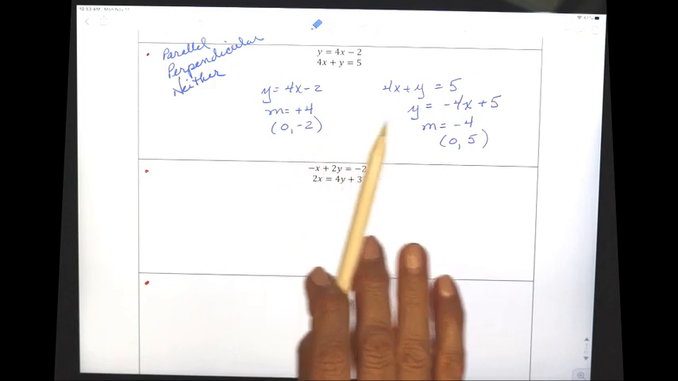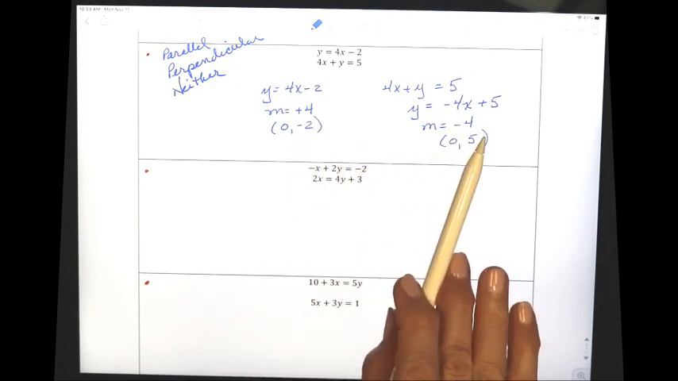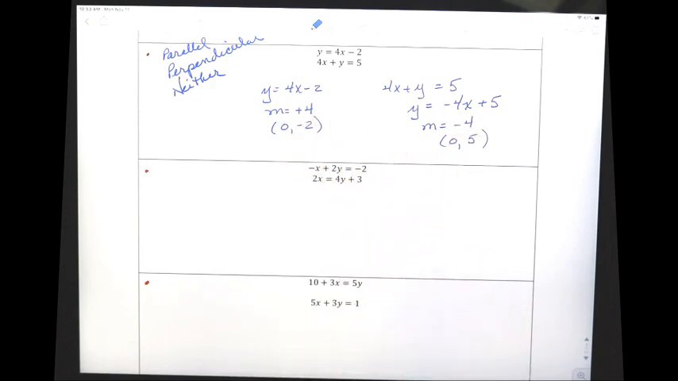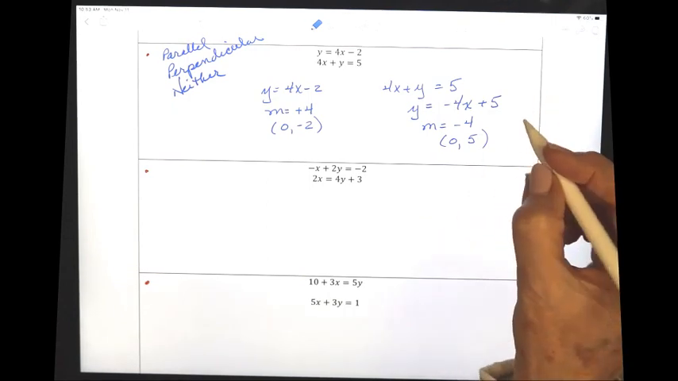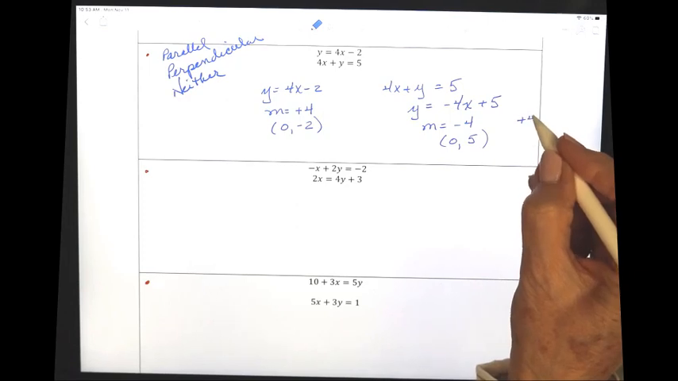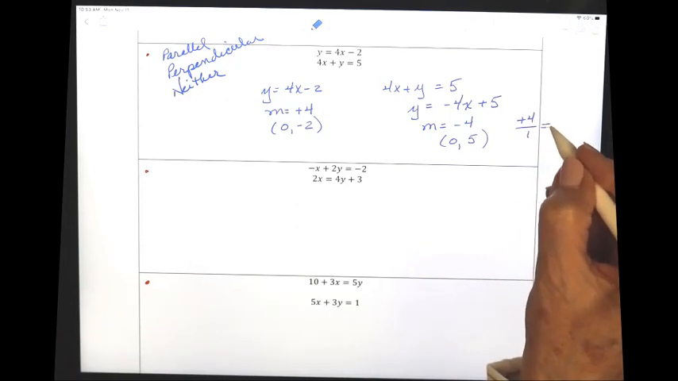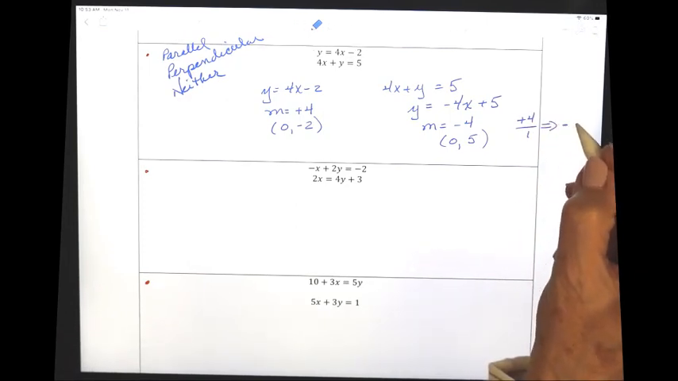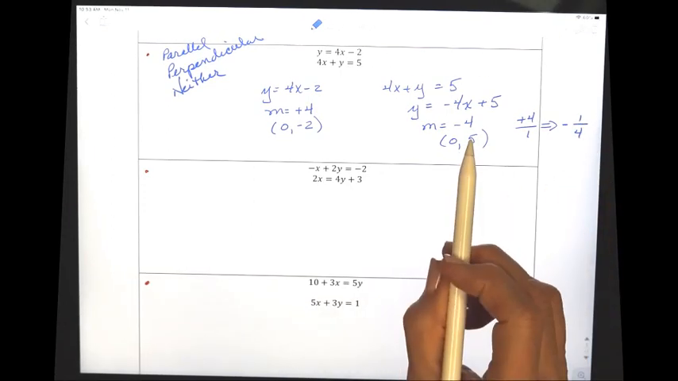Let me do a comparison of the slopes. They're definitely not the same, so we know they're not parallel. Are they negative reciprocals of each other? Well, for a positive 4 over 1 to have a negative reciprocal, it would need to be a negative 1 over 4. And that is not what I have here.